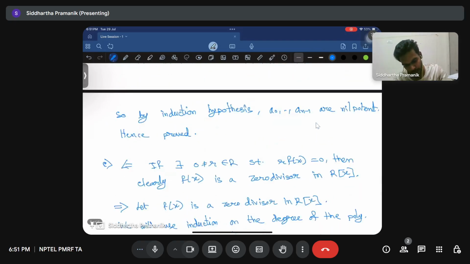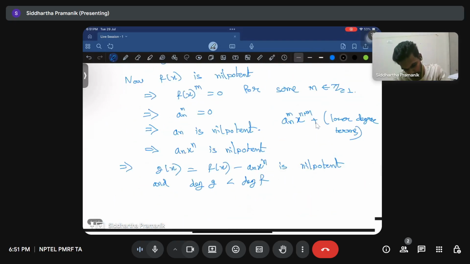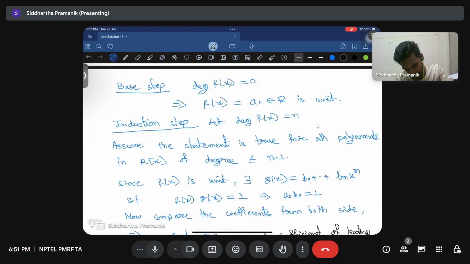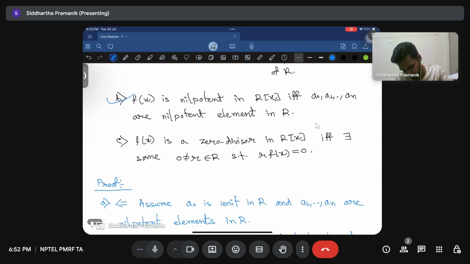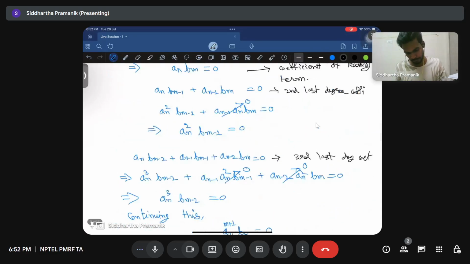Okay. So I have done all three problems about the unit elements, nilpotent elements and the zero divisors. Now let's see a different type of problem.